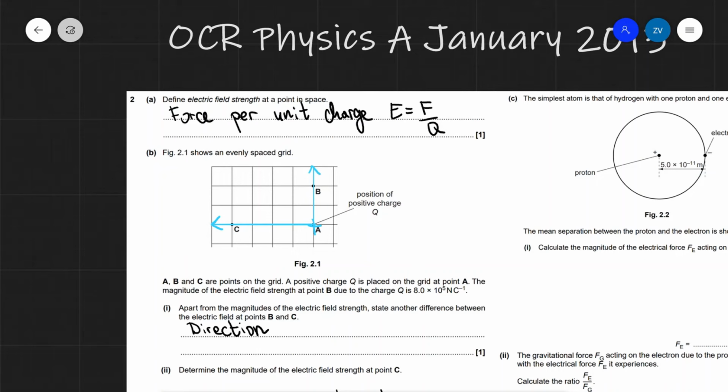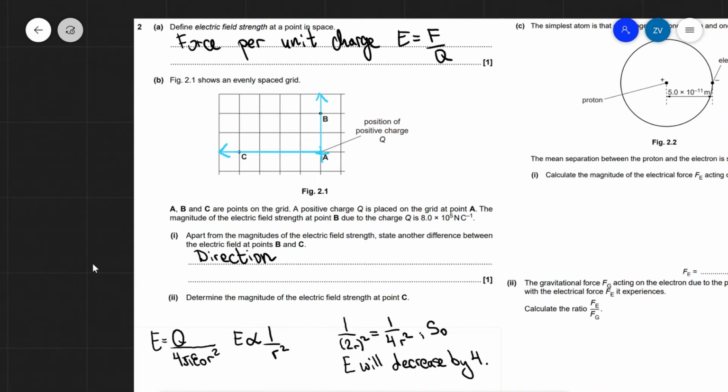For part 2, we need to determine the magnitude of the electric field at point C. Now notice that the distance from C to A is twice as much compared to from B to A. So this means that the electric field strength will be considerably lower. How much lower? Well, we know that the electric field strength is proportional to 1 over r squared. In other words, if we double the distance, we are going to get a decrease of a factor of 4.